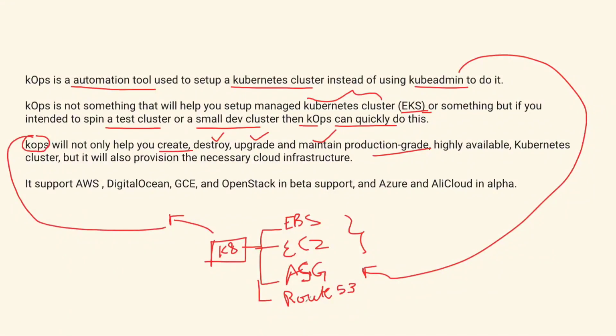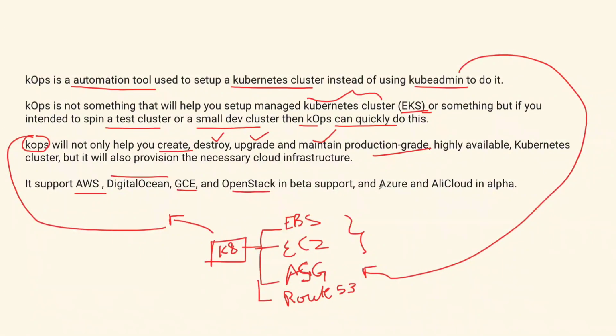It will help you to make all of these integrations happen if you use kOps to set up the Kubernetes cluster in AWS. As of today, it supports AWS, DigitalOcean, GCE, OpenStack, etc. Okay, how do I answer this question in the interview?